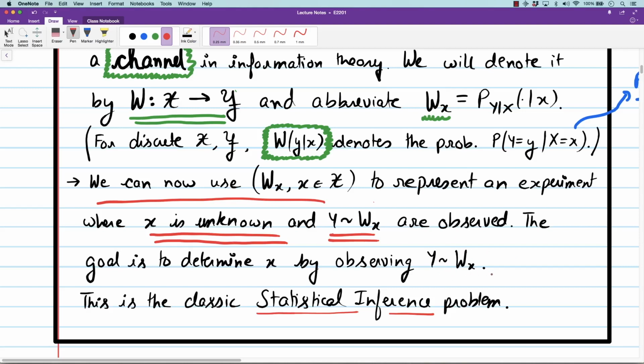This is a classic statistical inference problem. That's what people in statistics want to do. They want to figure out what x is by looking at y, where the distribution of y depends on x, and this channel essentially represents that dependence.